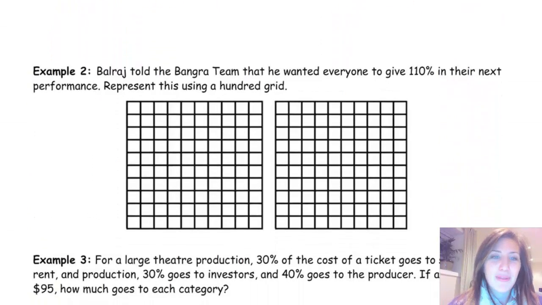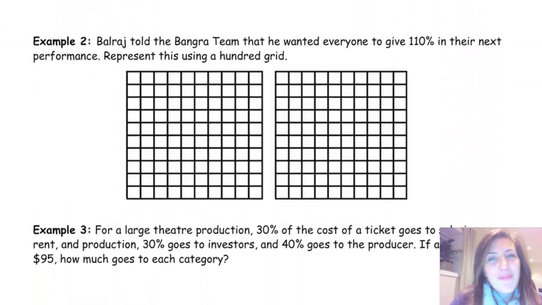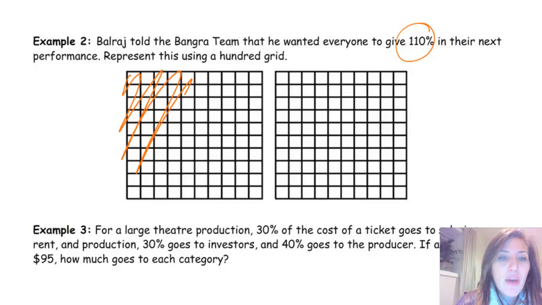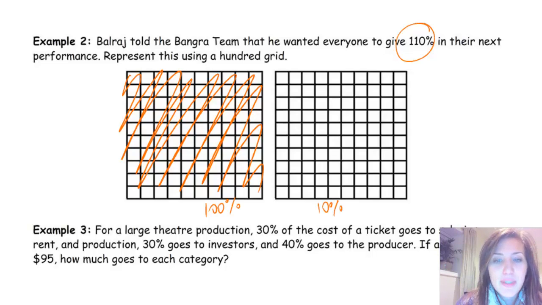Let's try some examples. Balraj told the Bhangra team that he wanted everyone to give 110% on their next performance. Represent this using a 100 grid. So 110, the first grid will be all about that 100 part. So here we go, that's our 100%. Now we're going to do the remaining 10% on this grid. We have 1, 2, 3, 4, 5, 6, 7, 8, 9, 10. We'll just color in that whole top line.